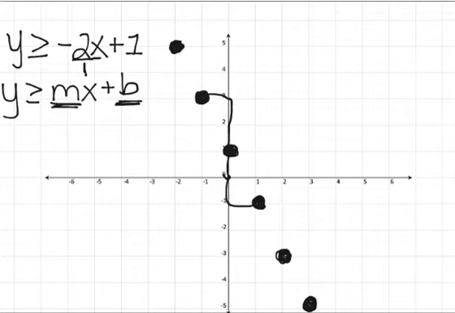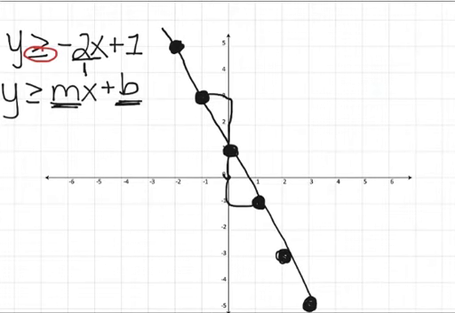Do I need to draw a solid line or a dotted line? It should be a solid line because looking at that inequality right here, it has the line underneath, so I should draw a solid line through my points.